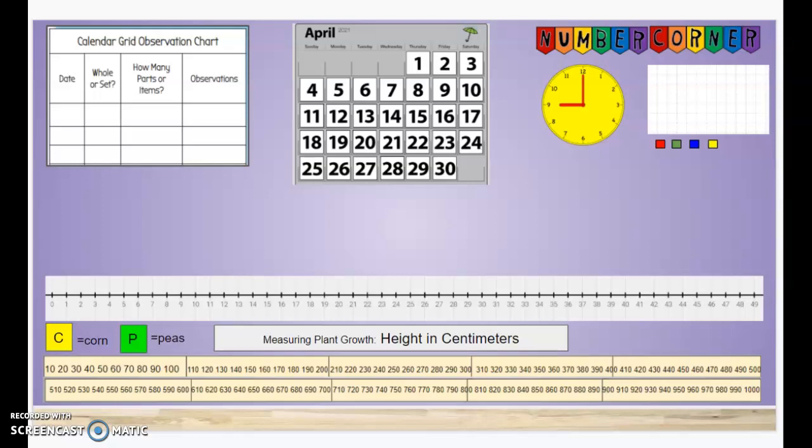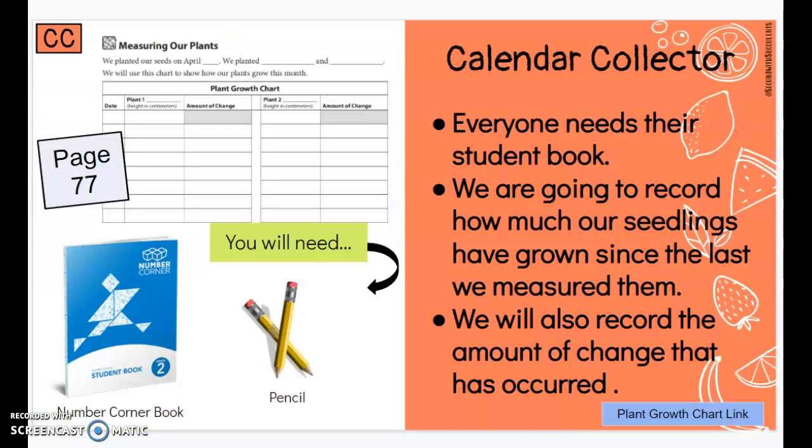For Number Corner today, we will be working with our calendar collector. You will need your Number Corner book and a pencil. We are going to record how much our seedlings have grown since the last time we measured them. We will also record the amount of change that has occurred. I'll show you how to do that when we get there. You can pause the video now to get what you need.